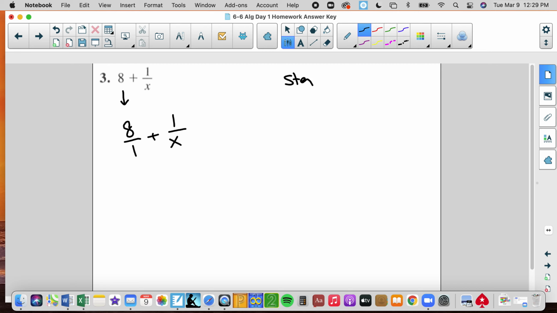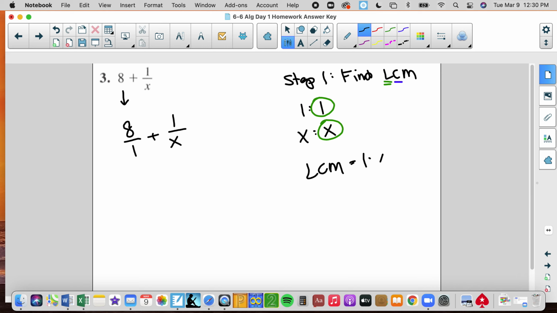Now, much like in section 6.5, part 2, when we have unlike denominators, which we do in this case, we have to find an LCM, or a least common denominator. So we do the prime factorization of 1, which is 1, the prime factorization of x, which is x. What do they have in common? They don't have anything in common. What are the leftovers? Well, we have a 1 and an x as our leftovers. So my LCM is going to be 1 times x, or x. And that would be my common denominator.